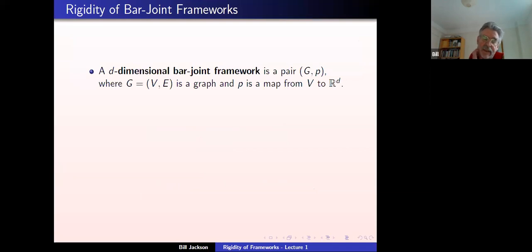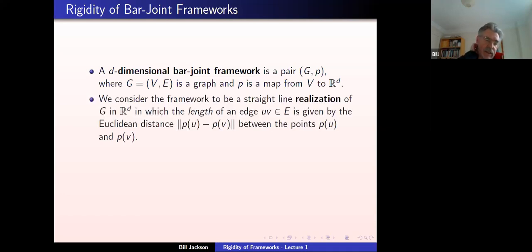To start off with the basic definitions, a D-dimensional bar joint framework is a pair. The first thing in the pair is a graph, and the second thing is a map which maps the vertices into D-dimensional Euclidean space. We think of this as a realization of the graph in D-dimensional Euclidean space. The map gives us the location of the vertices, and we think of the edges as being straight line segments joining the end vertices. The length of an edge is given by the Euclidean distance between the two end vertices.